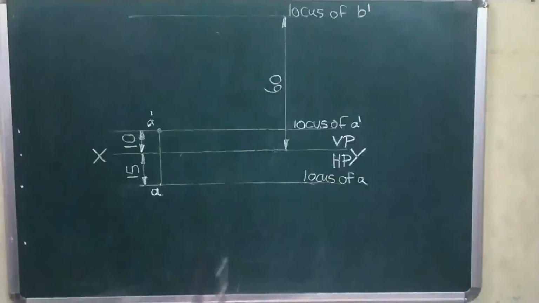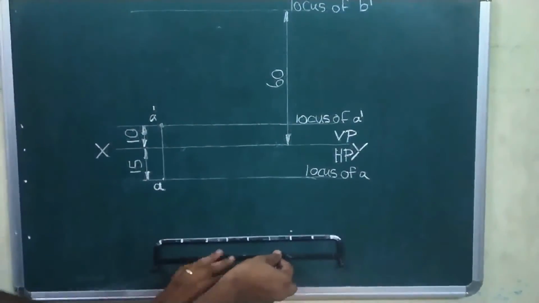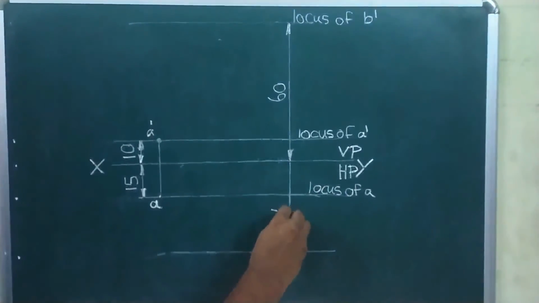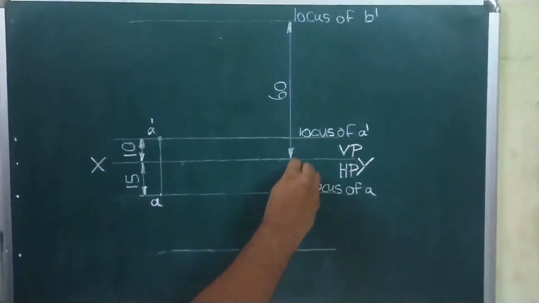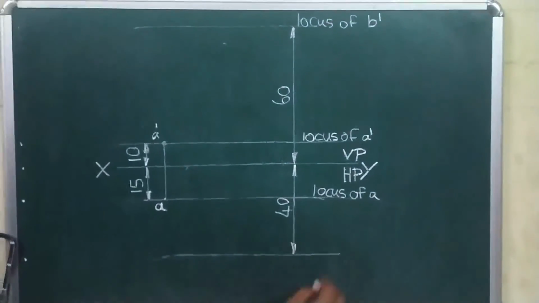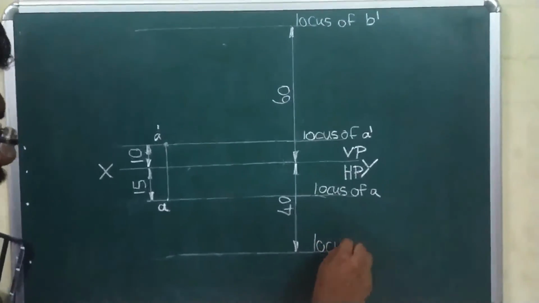Also that end is 40 mm in front of the vertical plane. This is the locus of B. Draw that one and also give the name as locus of B.